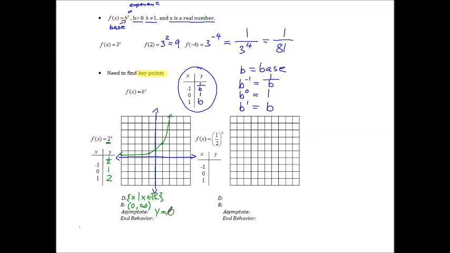And now let's talk about our end behavior. As x goes to negative infinity, f of x will go to 0. And as x goes to positive infinity, f of x will also go to positive infinity. And when we have a function like this that grows towards the right, we talk about a growth function.